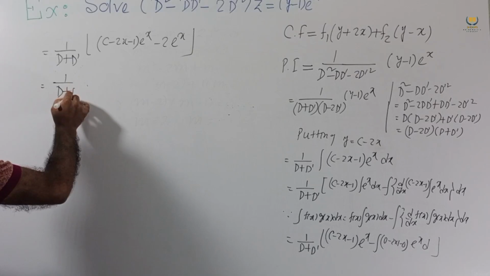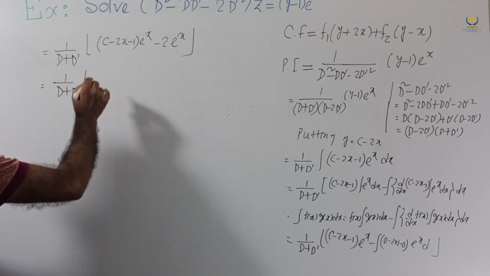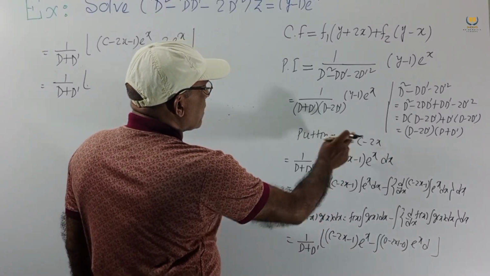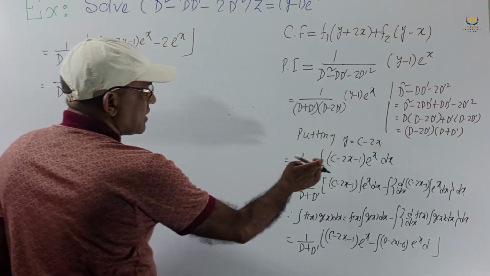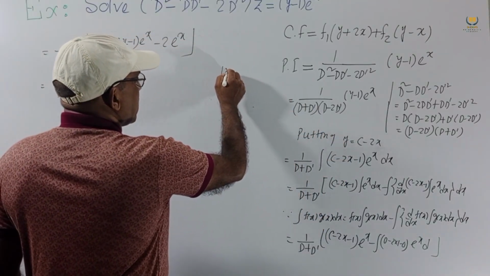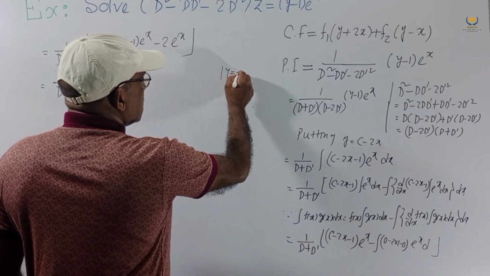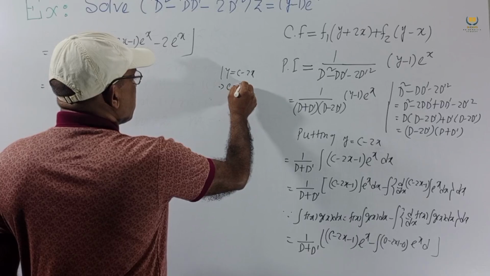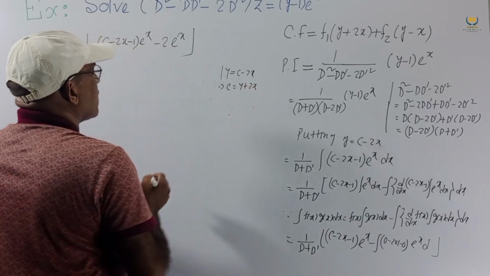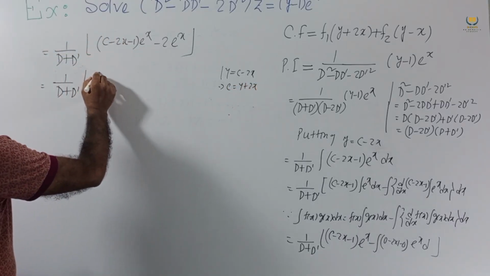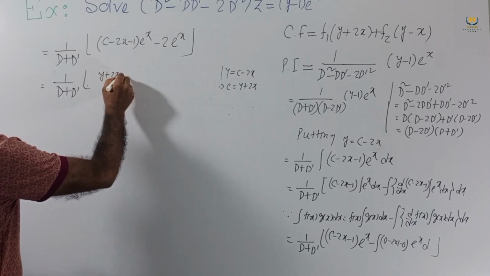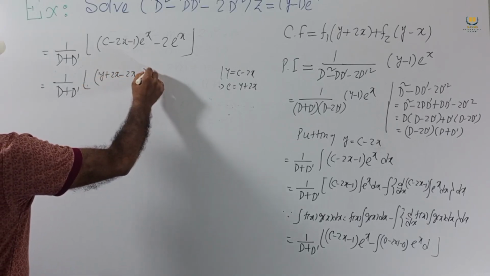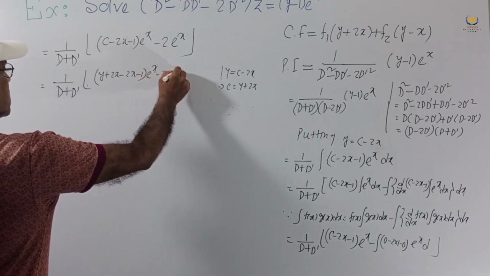Here D plus D dash, and what are we putting here? y equal to c minus twice x. Actually this is y equal to c minus twice x, and the value of c will be y plus twice x. Now we put here c equal to y plus twice x minus twice x minus 1 e to the power x minus 2 e to the power x.